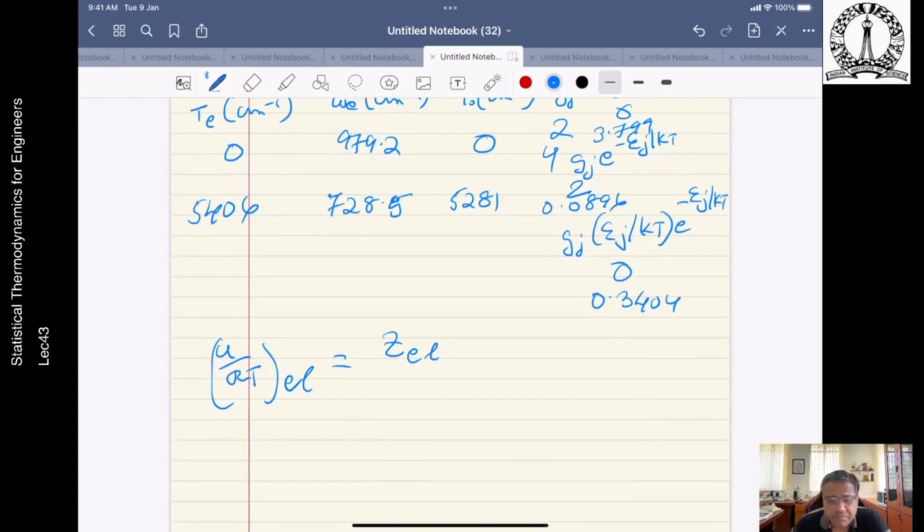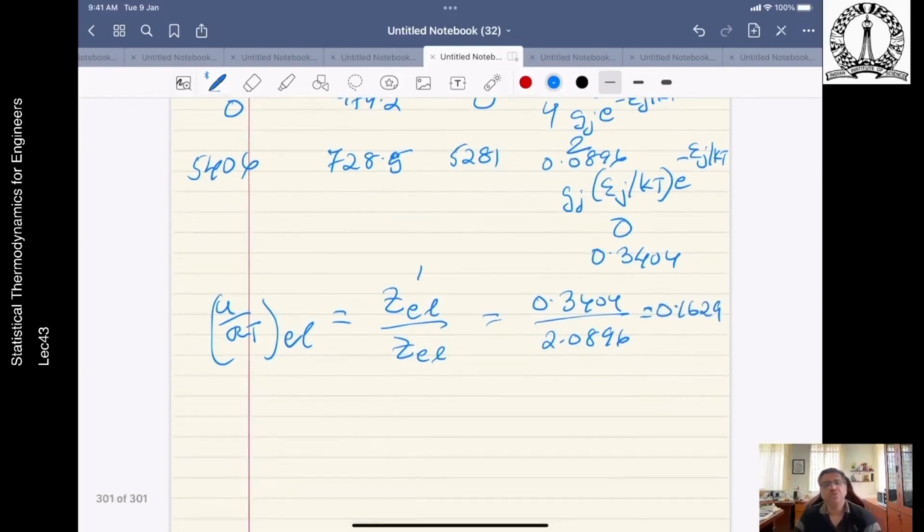So let's look at it. So this is EL. So that is 0.3404 divided by 2.0896, which is equal to 0.1629. So this is what we get.